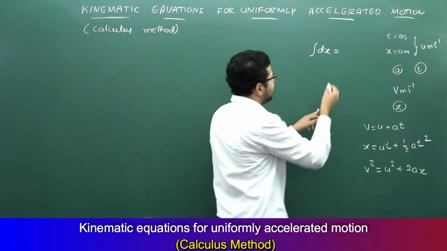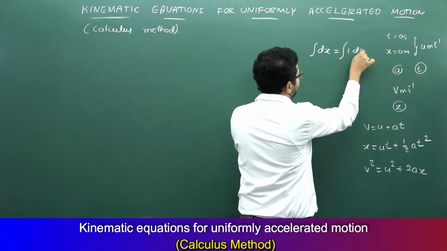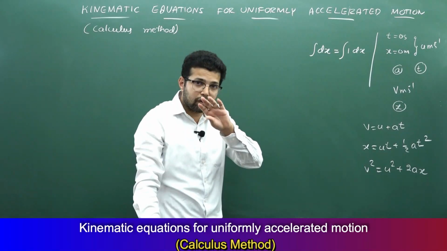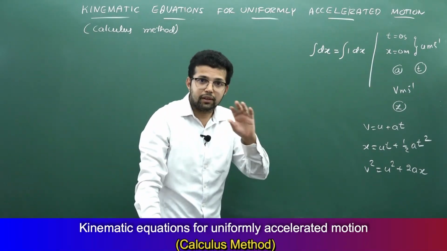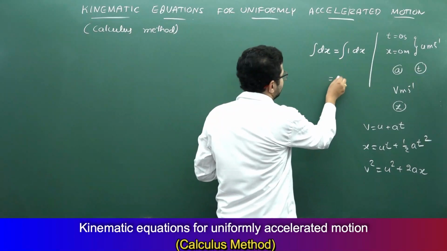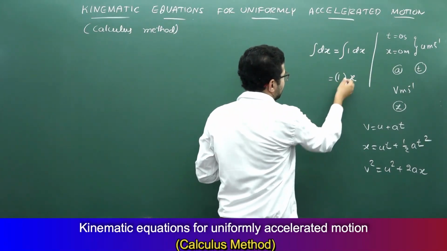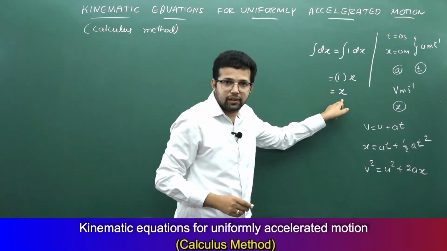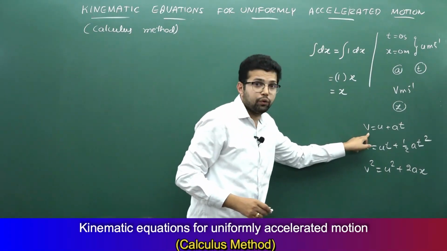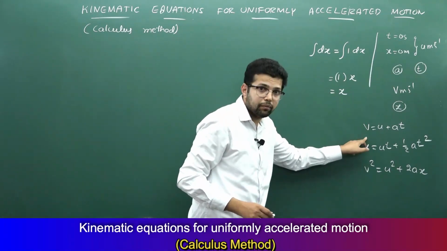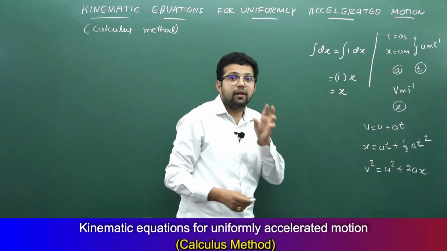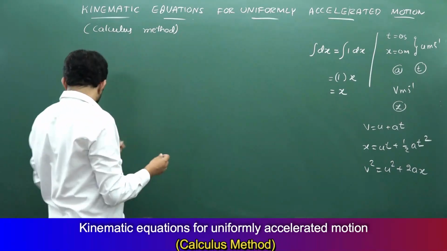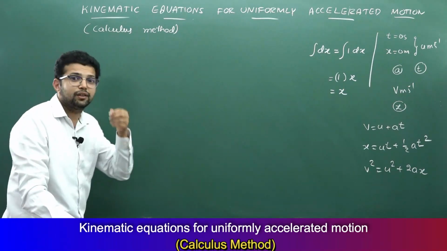Integration of dx, I can write it as integration of 1 into dx, correct? We know that integration of a constant with respect to x is constant into x, or it is 1 into x, or that is x. What does it mean? Integration of dx is x, and I want to now derive v is equal to u plus a t. I want to get v, so I should somehow get dv, so that integration of dv is v. So, what will I do? I will consider an equation wherein there is dv.